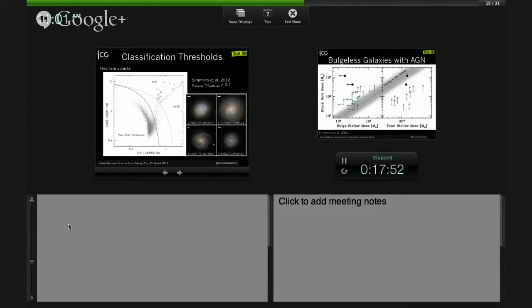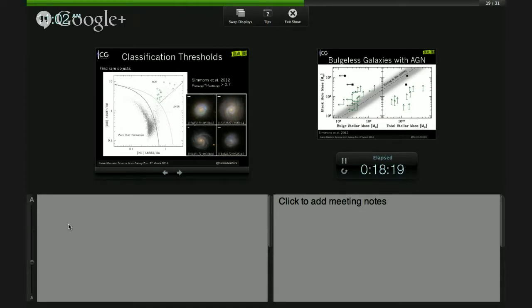Here's an example of using classification thresholds to find very rare objects, or fairly rare objects. This is work by Brooke Simmons, and what she's done is plotted on something that we call the BPT diagram, which is an ionization ratio diagram, only galaxies from Galaxy Zoo 2, where people have said very confidently they see either no bulge or a very small bulge. So the sum of the probability of no bulge plus just bulge was greater than 0.7 for these grey dots.